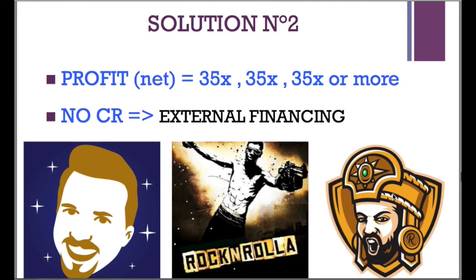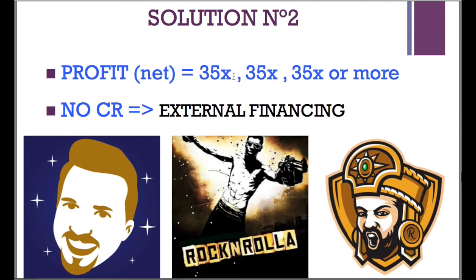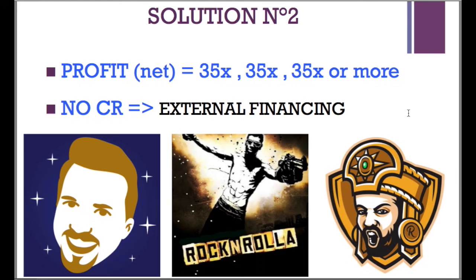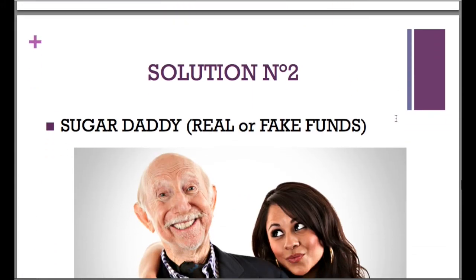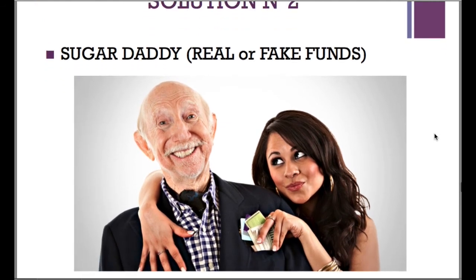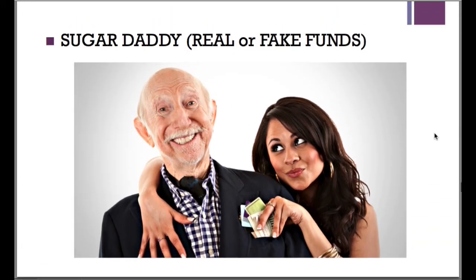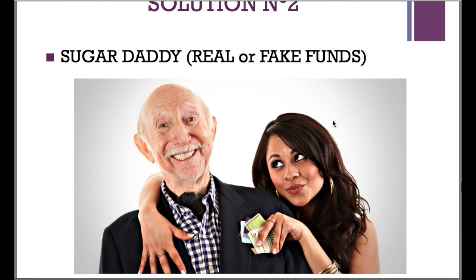Now, the second solution, if you want to profit 35x or more so there is no cost risk anymore, is a second technique: external financing. So you use an external source of finance. In other words, it's not your money, and you need a sugar daddy. It doesn't matter if it's real funds or fake funds. A lot of fake gambling channel streamers always get money from the casino, from their sugar daddy casino. Like this, they avoid the cost risk.